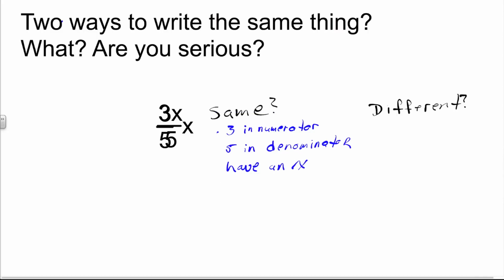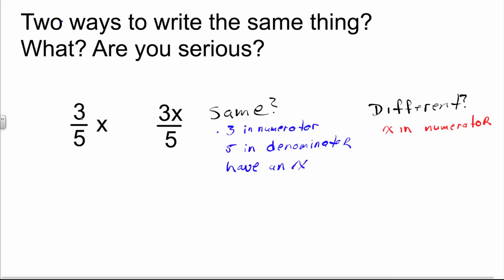Now, let's compare how they're different. Looking at them, we can see there's a 3 in the numerator. We already talked about that, but there's also an x in the numerator, one of them. And that's really the only way that they're different, that there's an x in the numerator of the 1. That's their only difference. In essence, what you have to understand is these two things are basically the same.